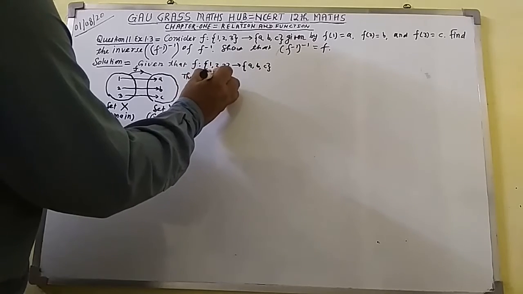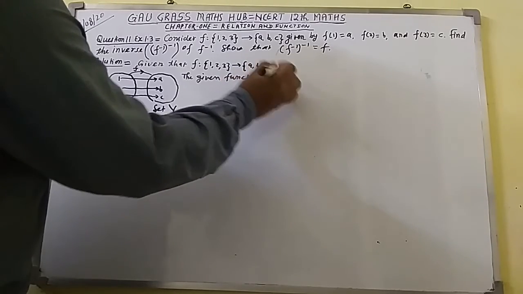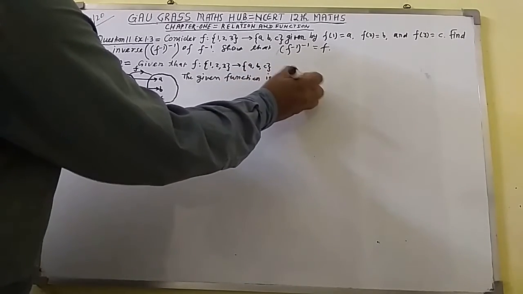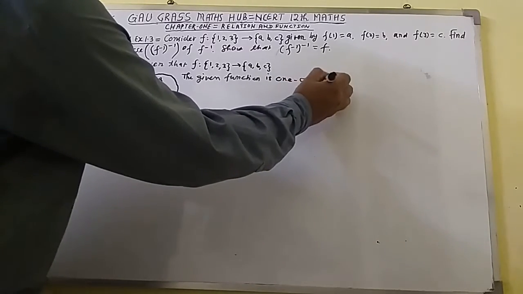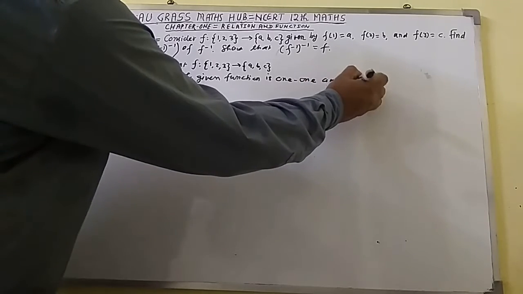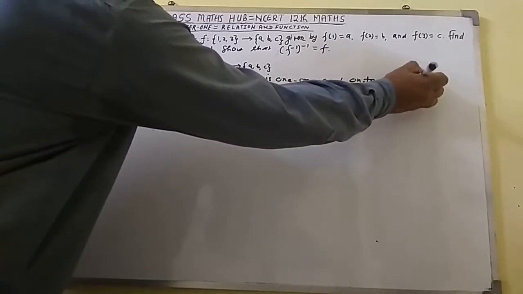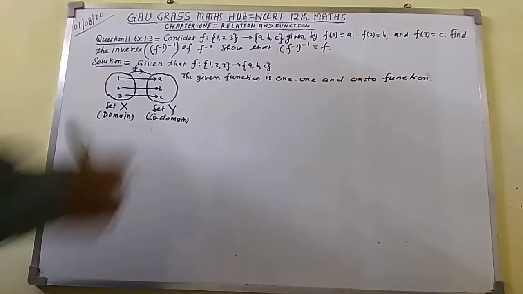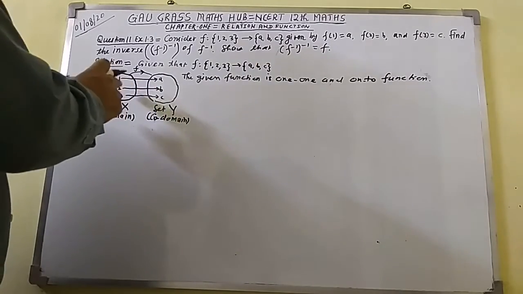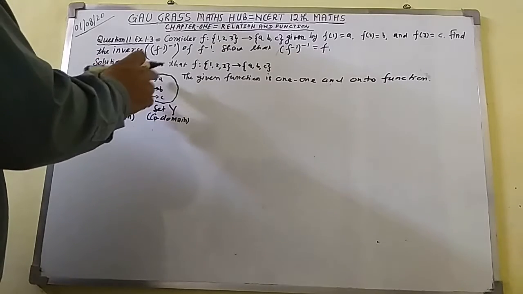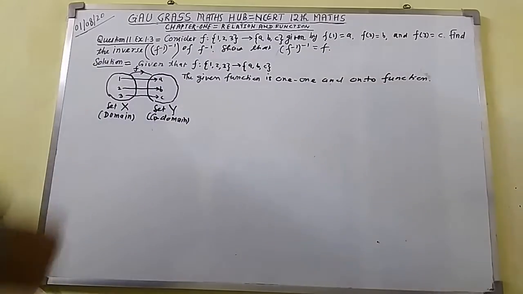Here you will write: the given function is one-one and onto function. The given function means this function is one-one. Why one-one? The image of 1 is a, the image of 2 is b, the image of 3 is c. That's why this is one-one.